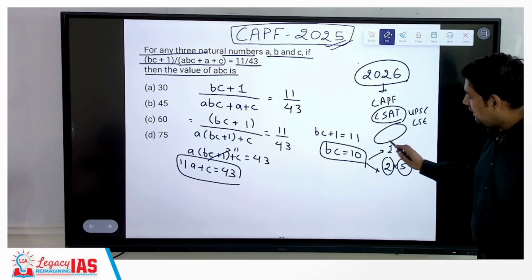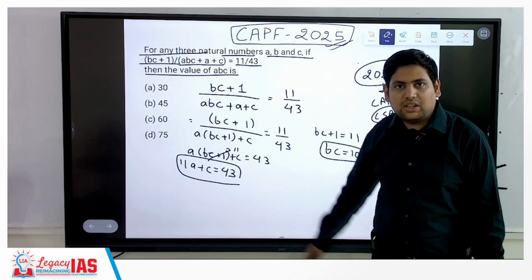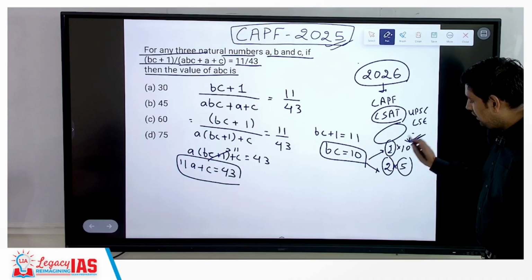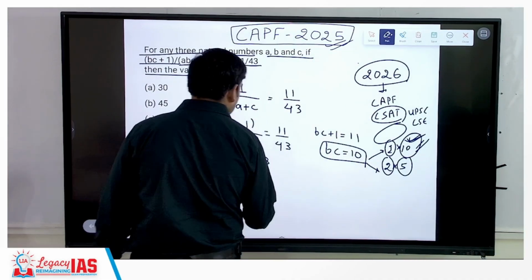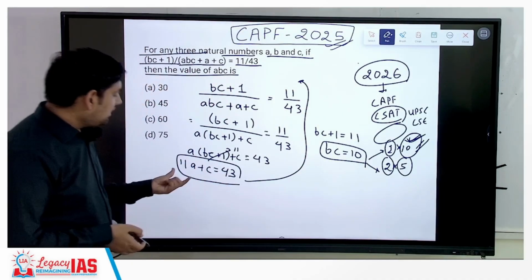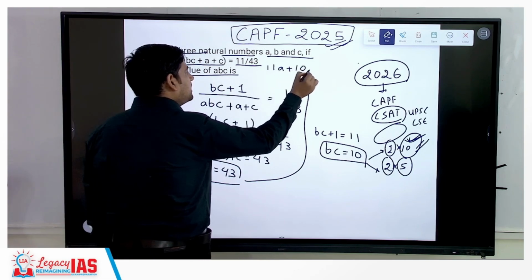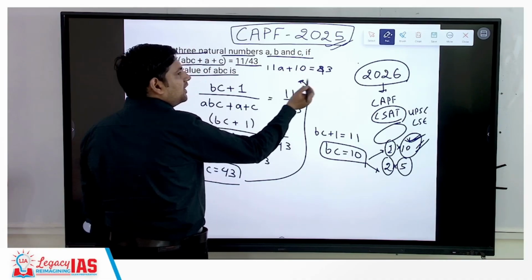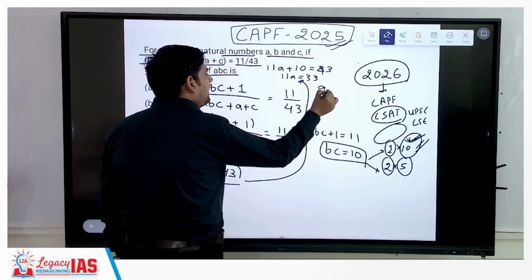Even 1 is not possible, because 43 minus 1 will give you 42, not divisible by 11. The only possibility left for C is that C is equal to 10. This is the only possibility that we have. Now if C is equal to 10, what you will get? 11A plus 10 is equal to 43. Now you subtract 10 there, so you get 11A is equal to 33, or A is equal to 3.